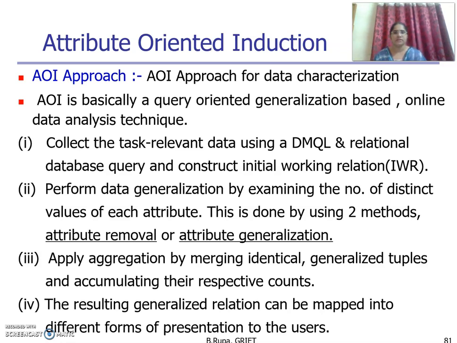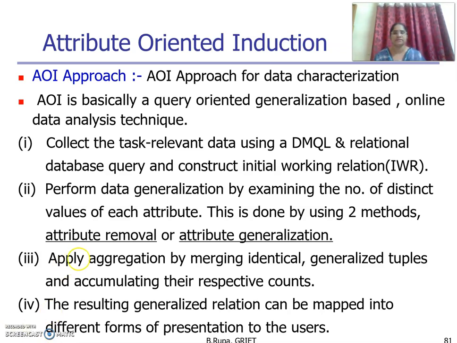The first step is that we need to collect the task-relevant data using data mining query language and relational database query, and construct the initial working relation. The second step is to perform data generalization by examining the number of distinct values of each attribute. This is done using two methods: attribute removal and attribute generalization. We will see how to apply them when we go to the second step with an example.